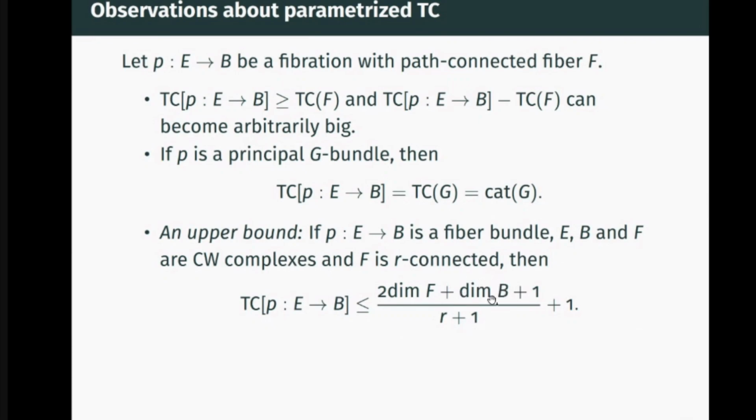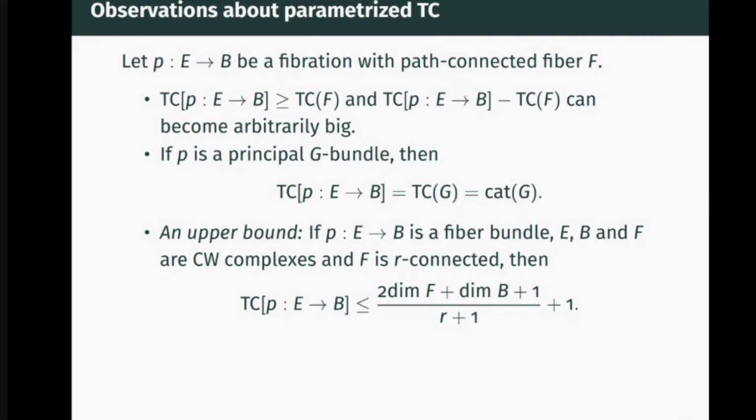The rest, if this wasn't there, would just be the bound that we get for TC of the fiber. So you can really see that including parameters at most worsens this by the summand dimension of B over r plus 1. This is how bad it can get. The lower bound can then be done in terms of cohomology.